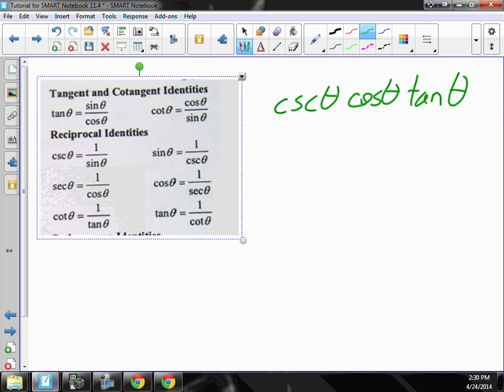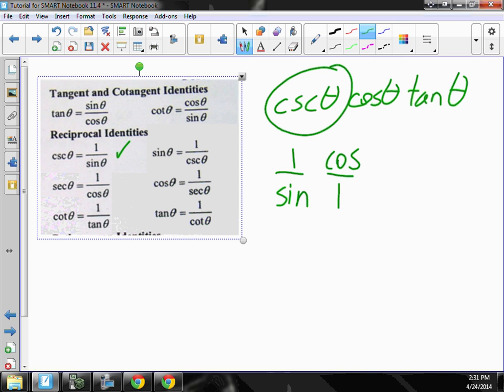So what I would recommend is go through and change it to sines and cosines. Can I put cosecant in terms of sines and cosines? Right here. 1 over the sine. And I'm just going to stop writing theta because they're all theta, so we're just going to ignore it. 1 over sine. Cosine is already written in that form, so I'll make it cosine over 1. Can tangent be written in terms of sines and cosines?